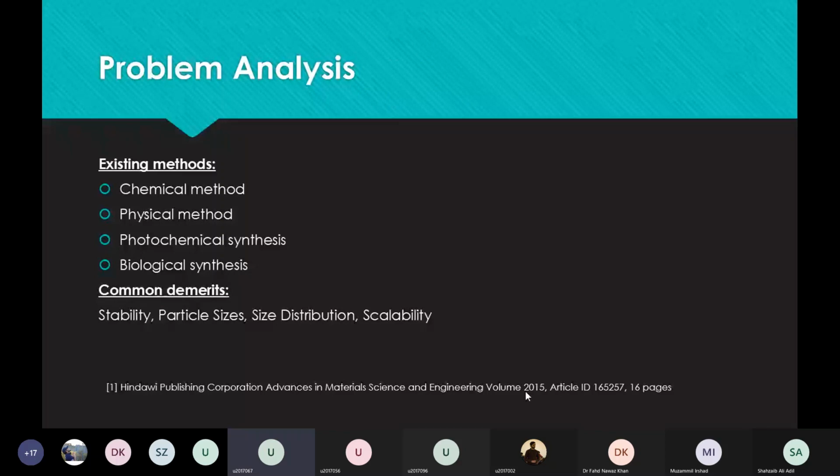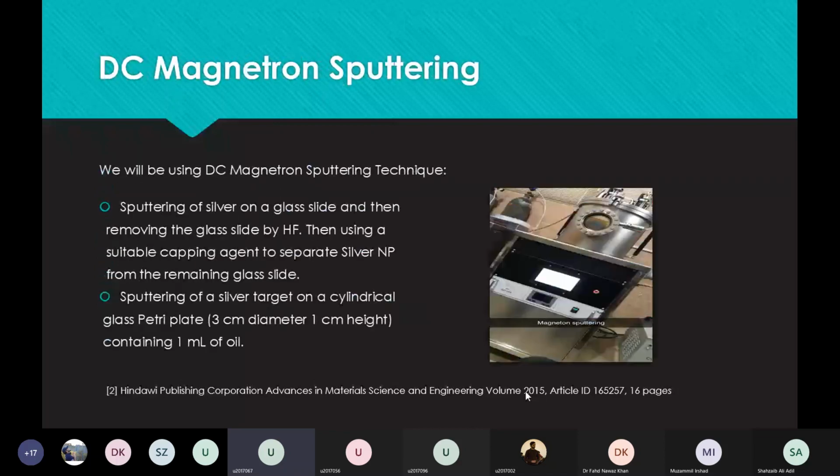To recap, a summary of our project: our goal was to synthesize silver nanoparticles by a novel technique using DC magnetron sputtering. The problem in already existing techniques is that some of these methods produce unstable silver particles, some produce particles having greater size than the nano range, and for others the distribution is not good and uniform. To reduce the demerits of already existing methods, we came up with the idea of producing them through a novel technique involving a DC magnetron sputtering machine.